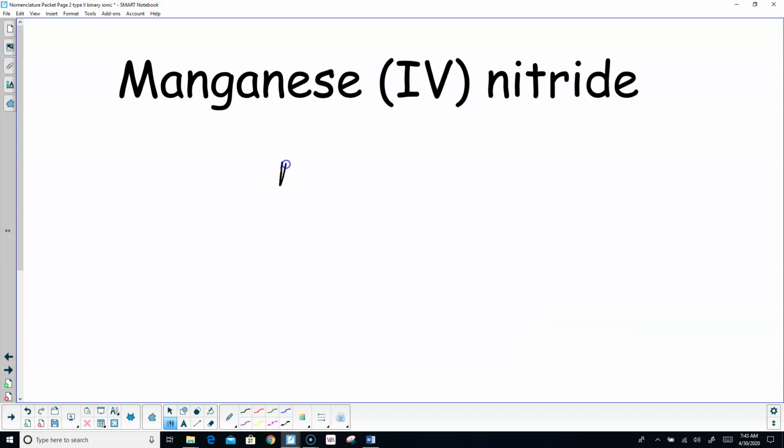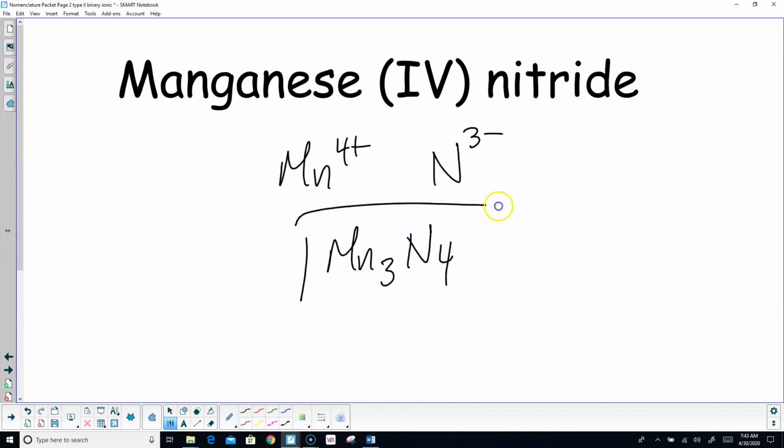Manganese 4 nitride. This tells me that manganese is 4 plus in this instance. Nitrogen is 3 negative. Mn, and you're going to put the 3 here, and 4 goes behind it. There's no way to simplify it. That's the answer.